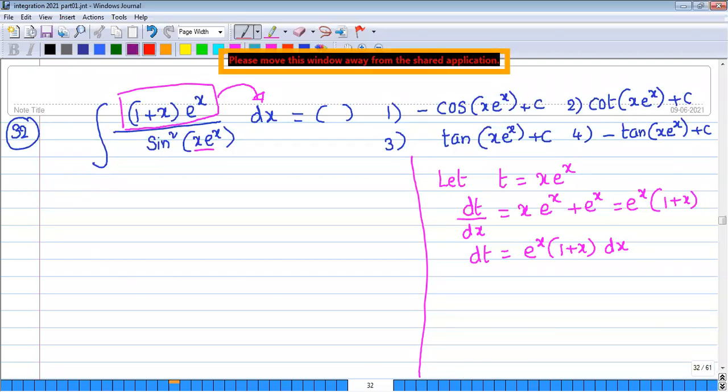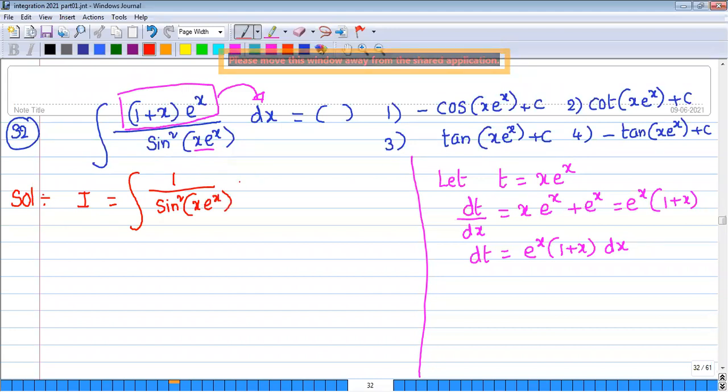Now this problem becomes integral of 1 upon sine square of x e power x into 1 plus x e power x dx.